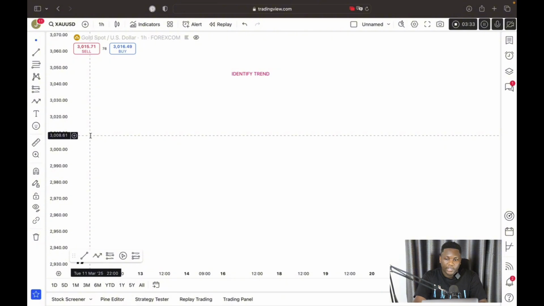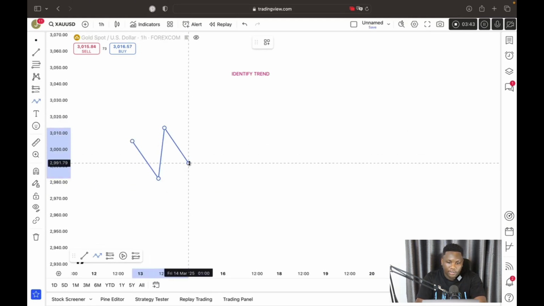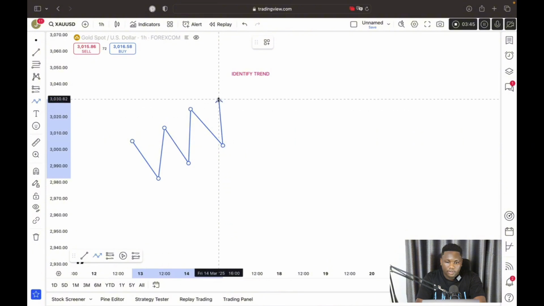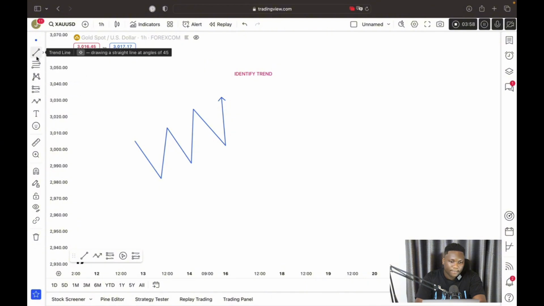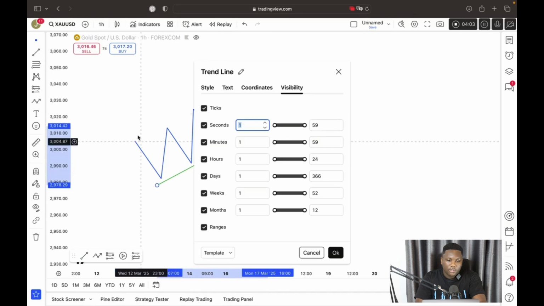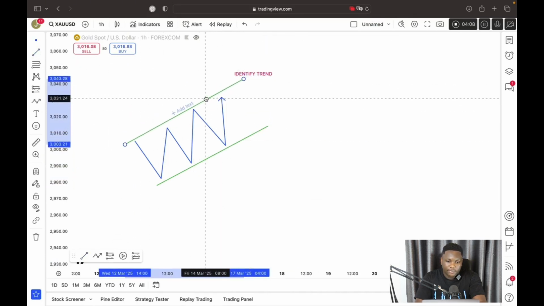So guys, we are going to identify the trend. We are identifying the market structure. Okay, we have this, and this. So we are identifying the uptrend. That's what we call the bullish trend. Okay, we call it the bullish trend. As you can see, we are going to identify the market trend.